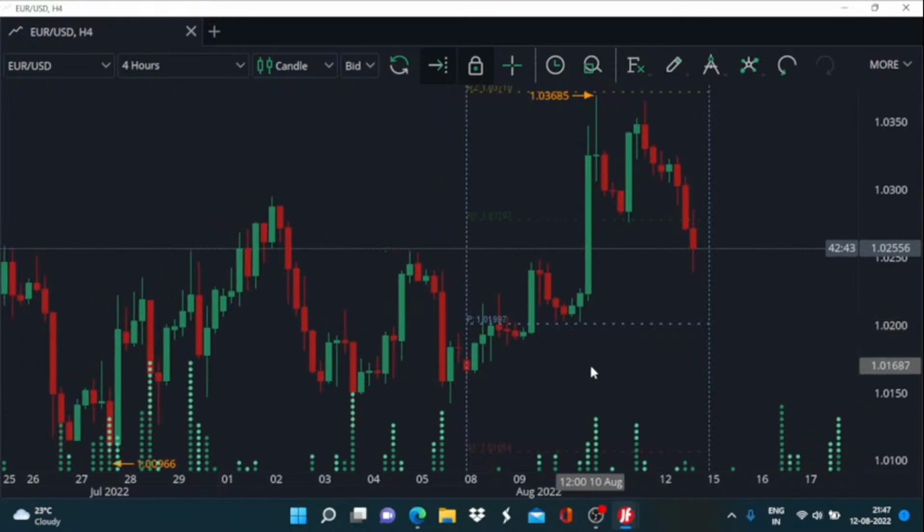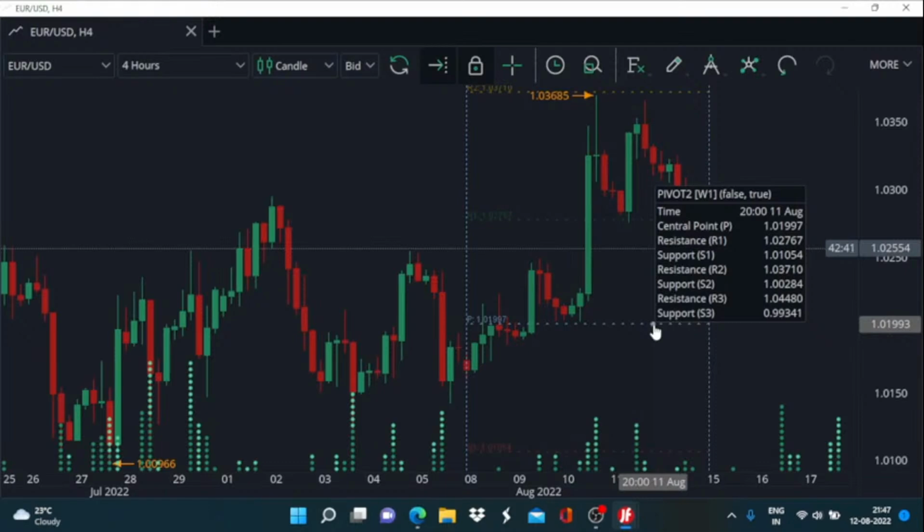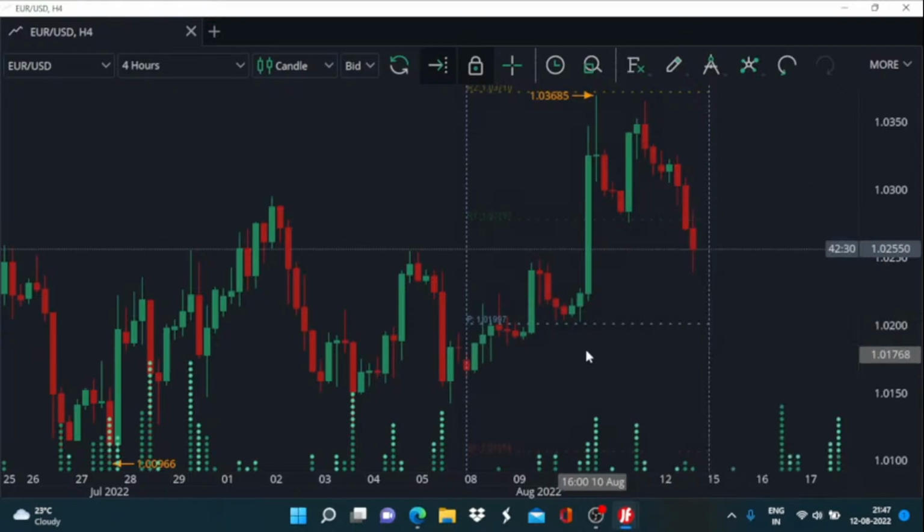Whenever we come back for trading on Monday, we will have the new series of the pivot points plotted on the weekly basis, and even for the day. Once we come back Monday, we will have a new series drawn for the daily time frame as well.